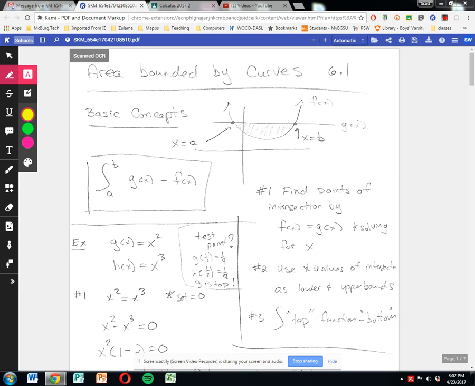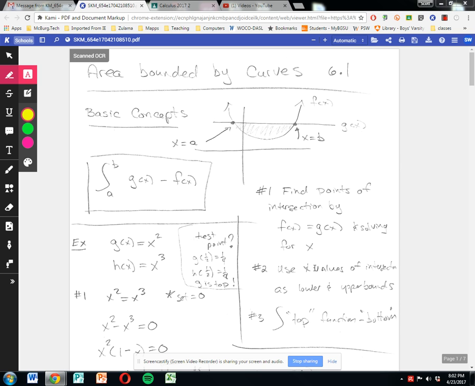Okay, we're going to move on to area bounded by curves, which is chapter 6. The basic concept here is if you want to find the area between two curves, you just find the area of the top one between it and the x-axis, and you find the area of the bottom one between it and the x-axis, and when you subtract those two things, you wind up with the area trapped by the middle of them.